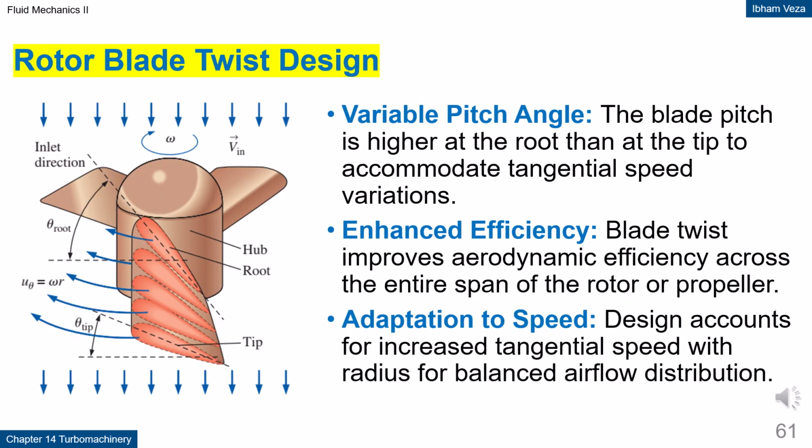Rotor blade twist design. The blade pitch angle is made larger near the root and smaller near the tip. This is done to compensate for the increase in tangential speed with radius. With a twisted design, the angle of attack can be kept nearly constant along the blade. The result is a more uniform lift distribution and higher efficiency. This design is very important in modern propellers and axial fans.